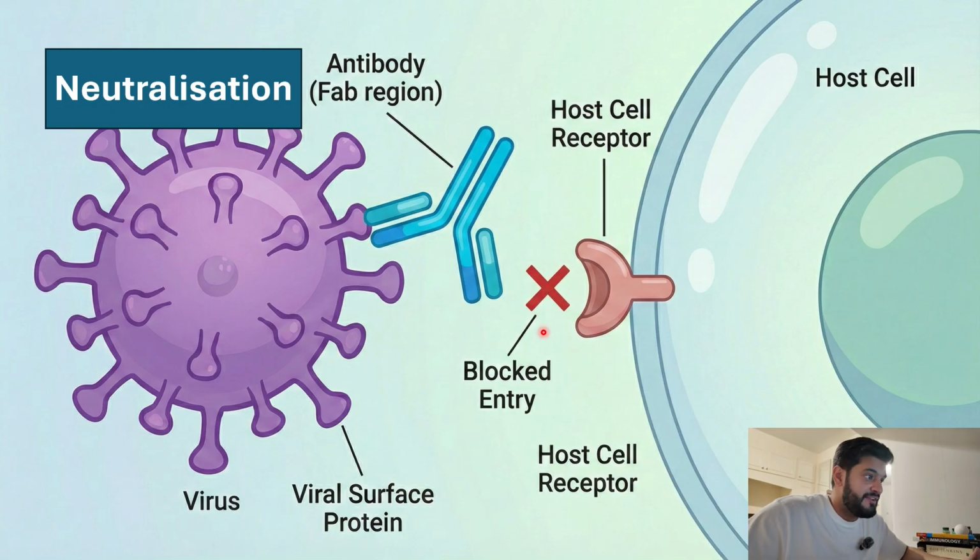Here the FAB region binds the antigen, but nothing else is needed. The pathogen is neutralized simply by being blocked from getting itself attached to that specific receptor.